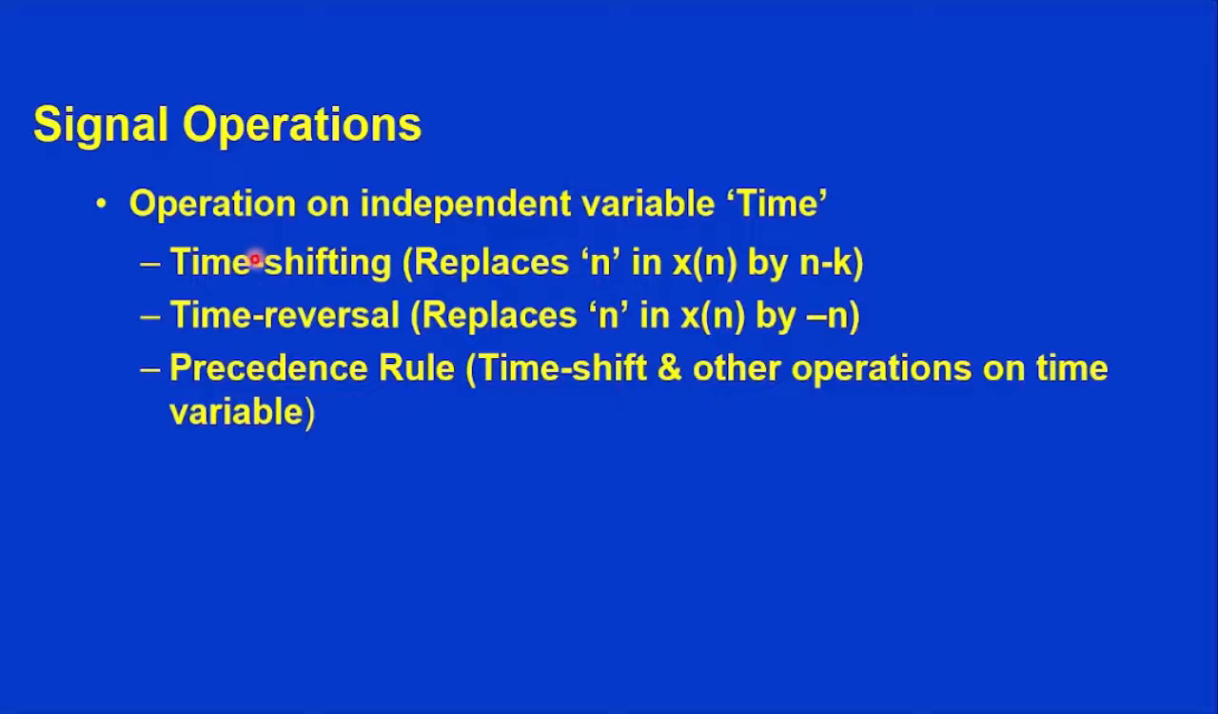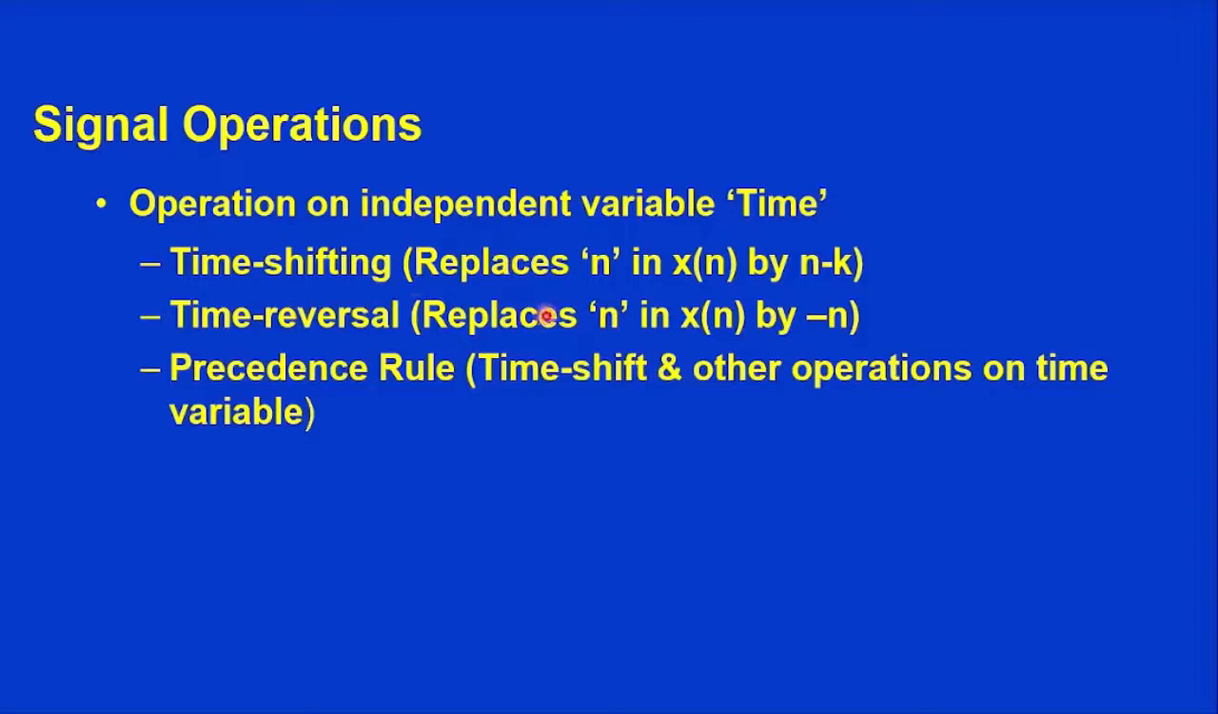So this is the agenda for this presentation, and as you can see here, we'll be discussing two important signal operations which are carried out with respect to the time variable. The time variable is an independent variable. The first operation is time shifting. The time shifting operation replaces n by n minus k if you have a signal x of n.